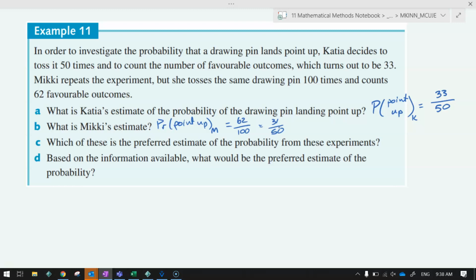Yeah, why is it better? More trials. Usually when you're using relative frequency, the greater the number of trials, the better the estimate. That makes sense, right? So that's very good. So we're going to say Mickey's, because there are more trials.